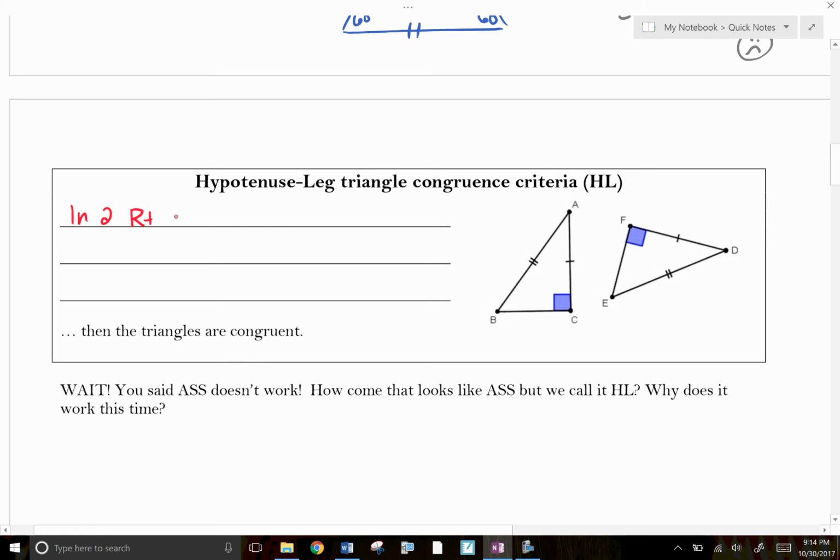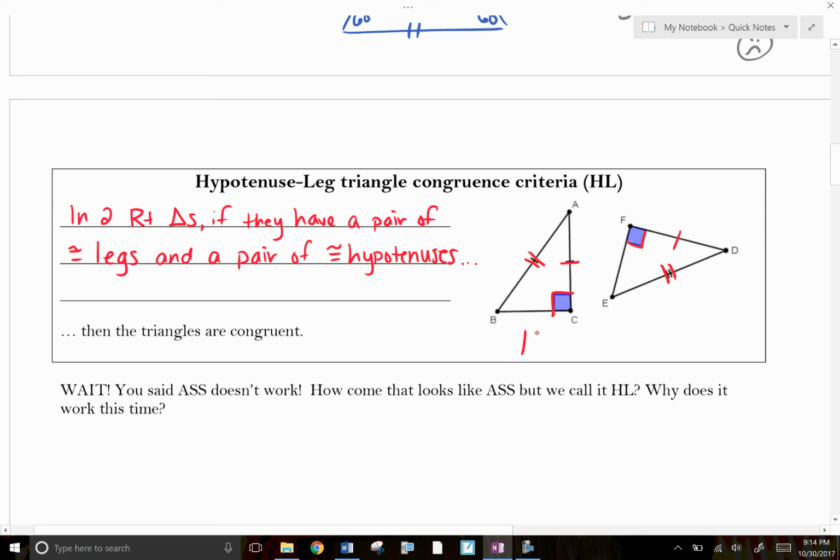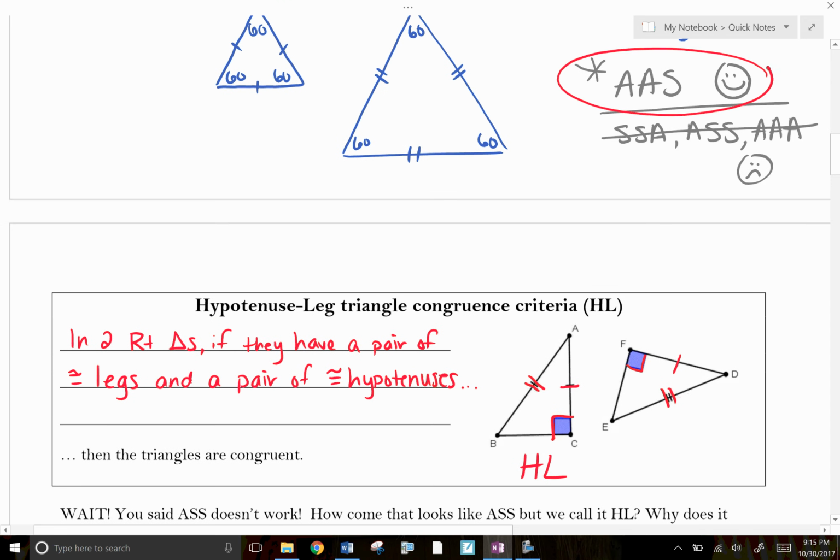In two right triangles, if they have a pair of congruent legs and a pair of congruent hypotenuses, then the triangles are congruent. So if I have two right triangles, right angle, leg, leg, hypotenuse, hypotenuse, I call this HL, and I can say, you know what, these guys are equal. Okay, so now we have another happy face. So up here we had happy face AAS, sad face here. Now we have a happy face HL.